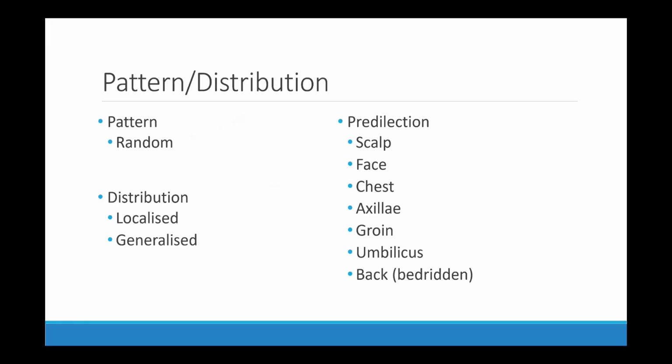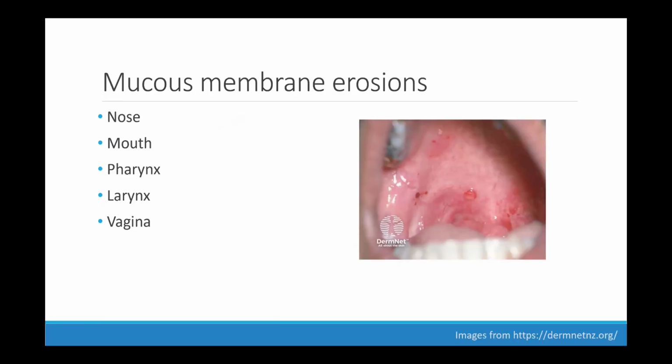The pattern for pemphigus vulgaris is random. Distribution, as we spoke about earlier, can be localized or generalized. Areas of predilection include the scalp, face, chest, axilla, groin, umbilicus, as well as the back, especially in bedridden patients. Mucous membrane erosions are often seen, involving the nose, mouth, pharynx, larynx, and vagina.